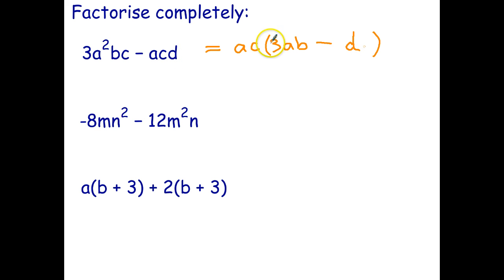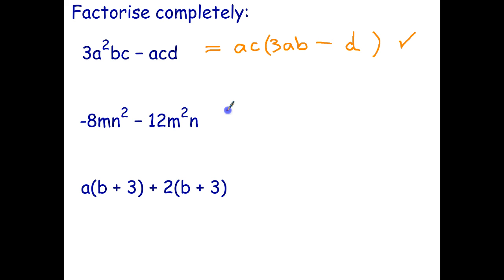Okay, let's do a quick check. 3 times A times B times C is the same as 3A squared BC, so that checks. A times C times D is ACD. So it's always a good idea after you factorize to go back and expand to see if it's correct. It's also a good idea to check that there's no common factors left inside the brackets. So in this case, 3AB and D, there's no common factors that I've forgotten to take out.